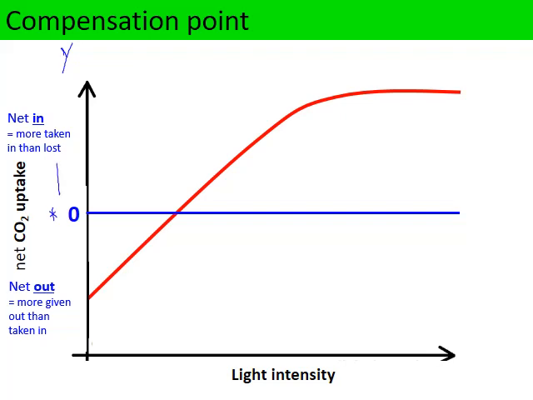So above the 0 point, there's a net intake of carbon dioxide. So more is being taken in through gas exchange and is being fixed in photosynthesis than is being lost through respiration. Below the 0 point, there's more carbon dioxide being given out through respiration compared to the amount being taken in and used by photosynthesis. Now on the x-axis, this represents light intensity across the bottom of this graph, so increasing light intensity.